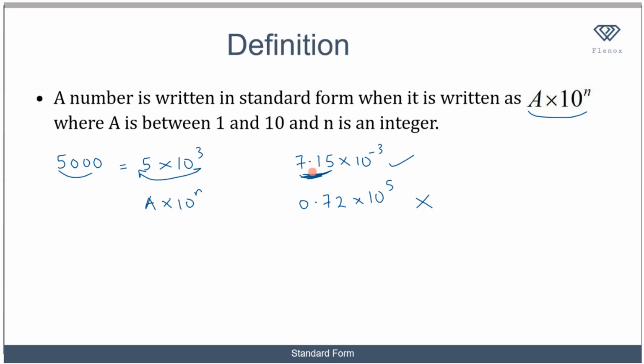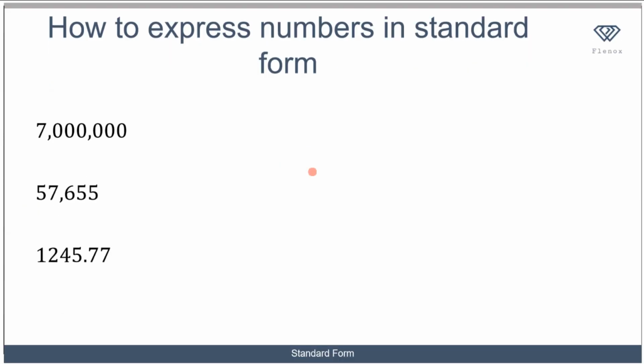So how do we write numbers in standard form? That's what we're talking about now. So how to express numbers in standard form. Let's start with this. Here we have 7 million. Now I want to write it in the form of a times 10 raised by n, and I want a to be a number between 1 and 10 and n to be an integer.